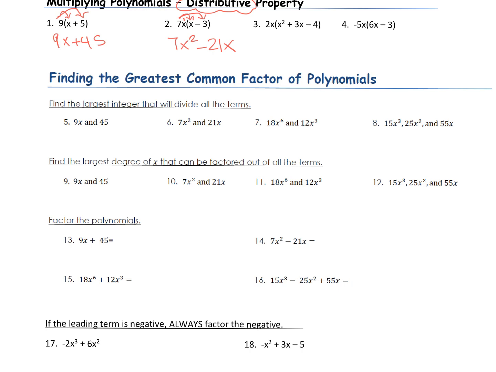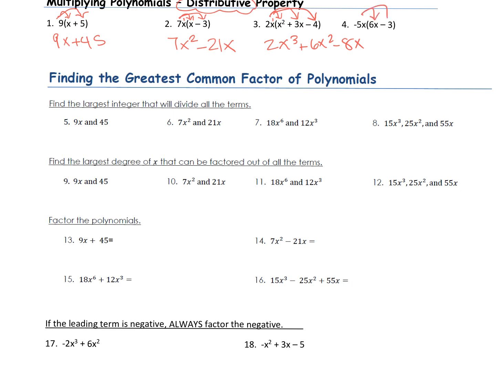So now I have another 2x to the first, and I'd like to distribute it to all three of the terms inside my parentheses. So x to the first times x squared, again, I add those exponents. That's going to give me 2x cubed. If you think about x to the first times x squared, x squared is x times itself, so it's really 3 x's being multiplied. And then plus 6x squared minus 8x.